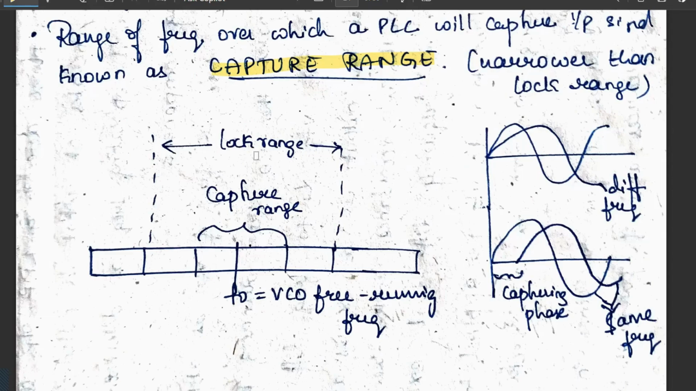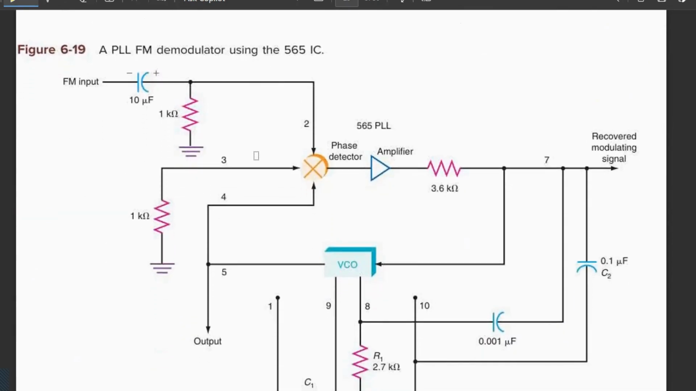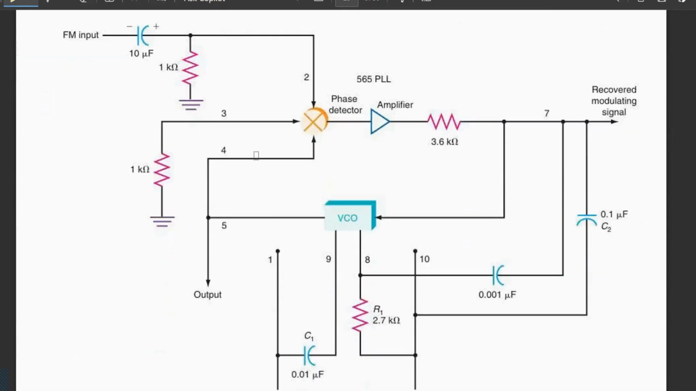So I will explain here. See, this is our F0, that is the VCO free running frequency. The capture range is around it, and the lock range will be greater than that. So these are the different frequency signals, and if we have the same frequency, the capture phase is here. After that, you have to write the circuit of a PLL FM demodulator using a 565 IC. This is the IC. You can observe pins 2, 3, 4, 5, 1, 9, 8, 10, and 7. These are the pins of that IC.